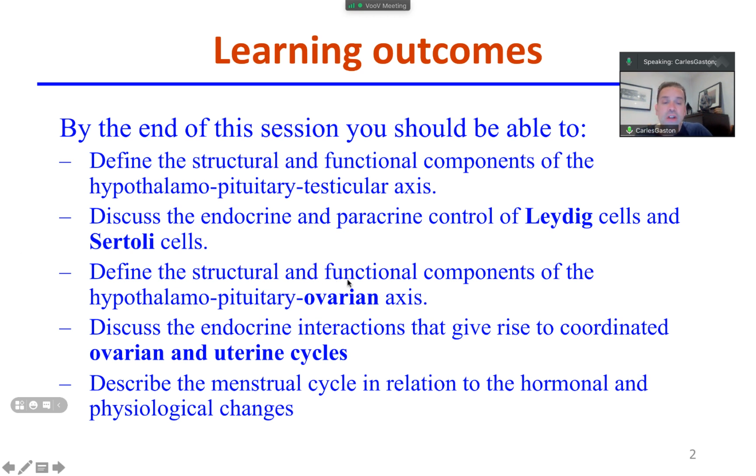Define the structural and functional components of the hypothalamic pituitary ovarian axis. Discuss the endocrine interactions that give rise to coordinated ovarian and uterine cycles. This will be in the second part of the lectures. And describe the menstrual cycle in relation to the hormonal and physiological changes. That will be explained in the second part of the lectures on Sunday, I believe.